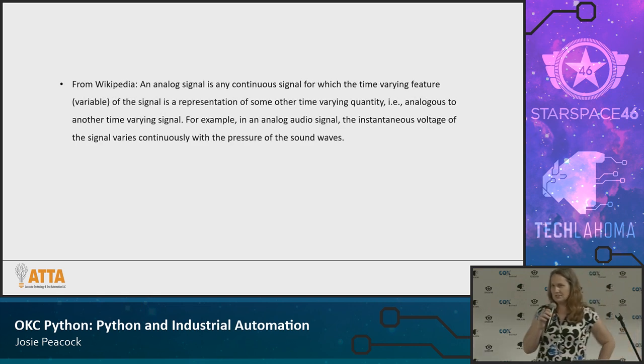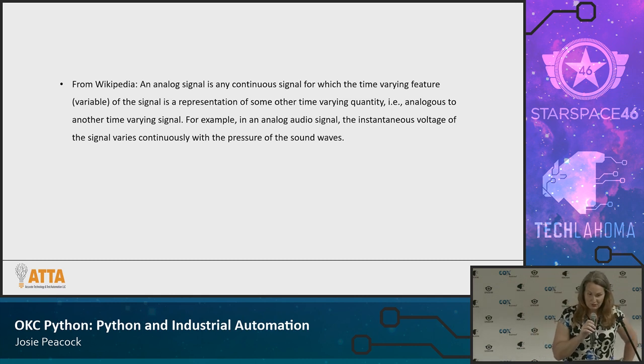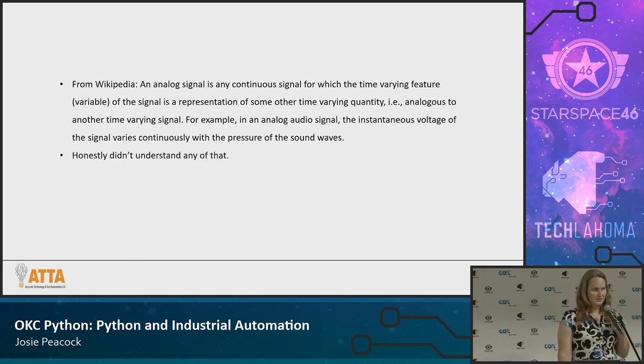We did ask, people know what an analog signal is, right? Okay, from Wikipedia: an analog signal is any continuous signal for which the time-varying feature of the signal is a representation of some other time-varying quantity, i.e., analogous to another varying signal. For example, in an analog audio signal, the instantaneous voltage of the signal varies continuously with the pressure of the sound waves. I didn't understand any of that.